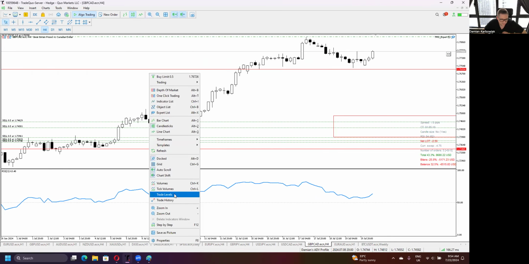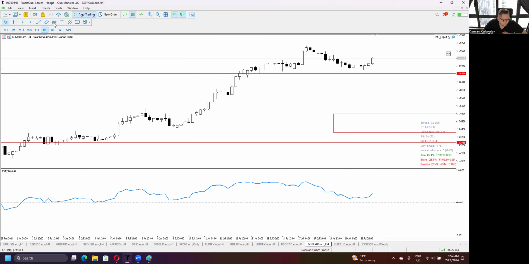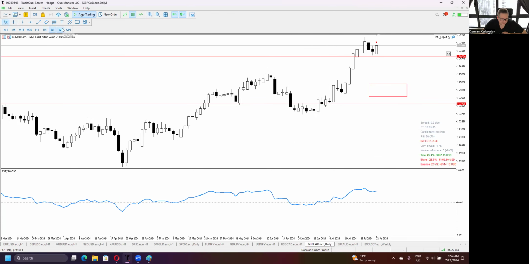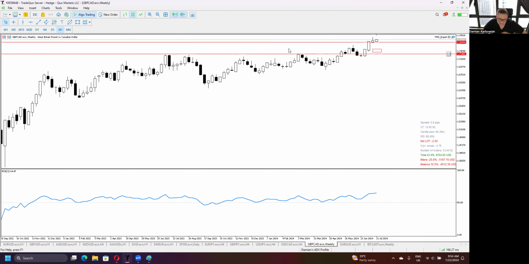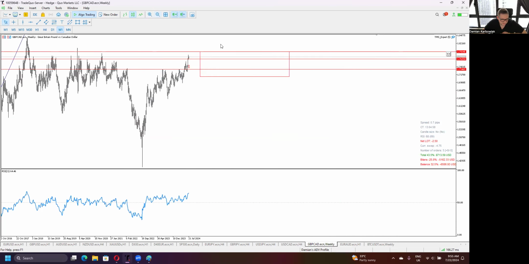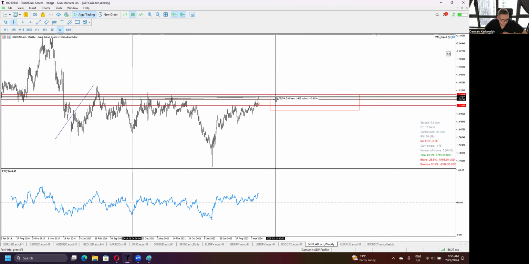Let me close it to not move something. We have a daily candle formation here. We have even a weekly candle formation. We have a resistance zone right here.